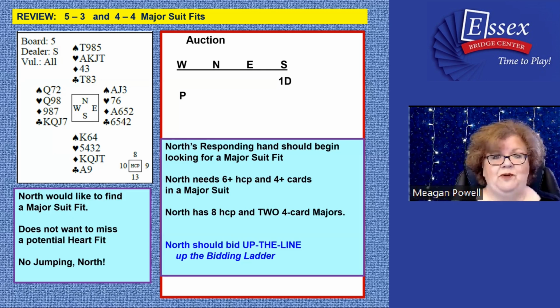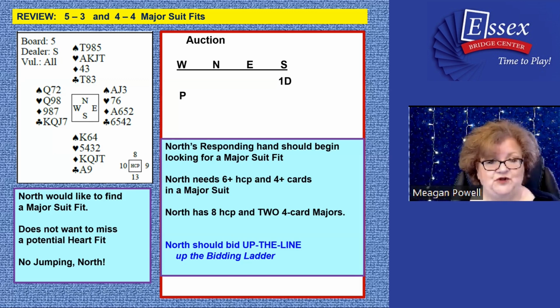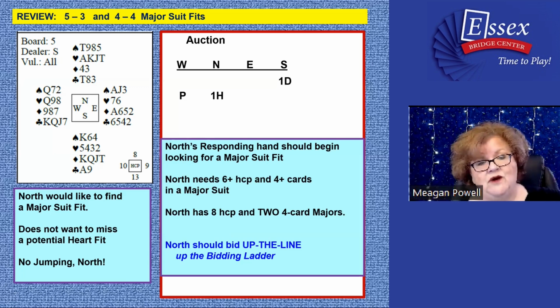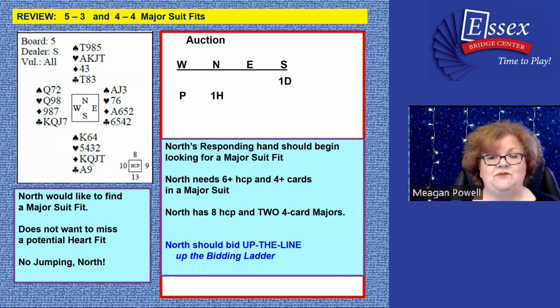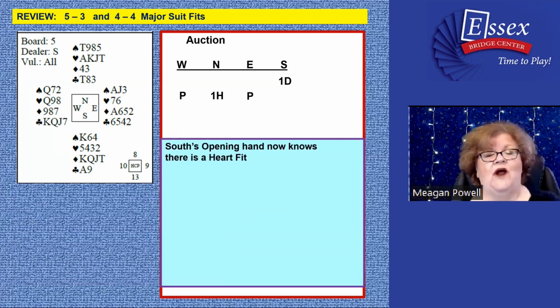We're not going to jump. We're just going to shift to a new major suit, 6 or more high card points, 4 or more cards. And because we have 2 4-card majors, we are going to claw our way up the ladder rung by rung, and North is going to respond 1 heart, hoping South has 4 heart cards as well. Now, right now, that is what's going to happen. We are not yet talking about what happens if there is no heart fit. We'll have to spend time on that in the future.